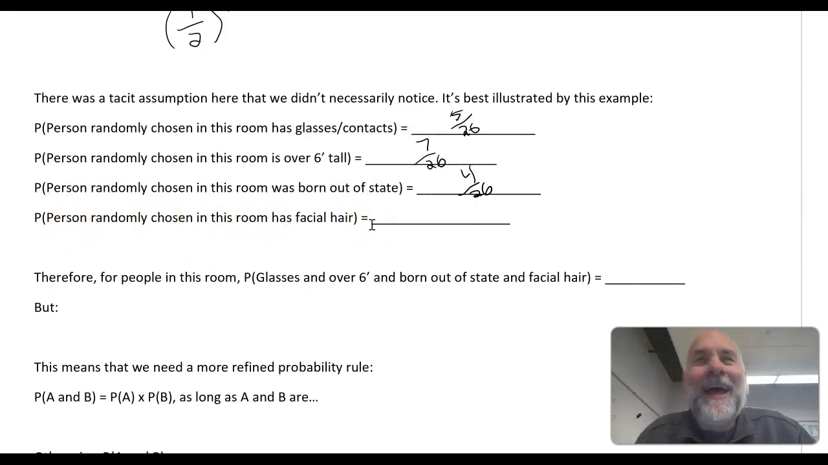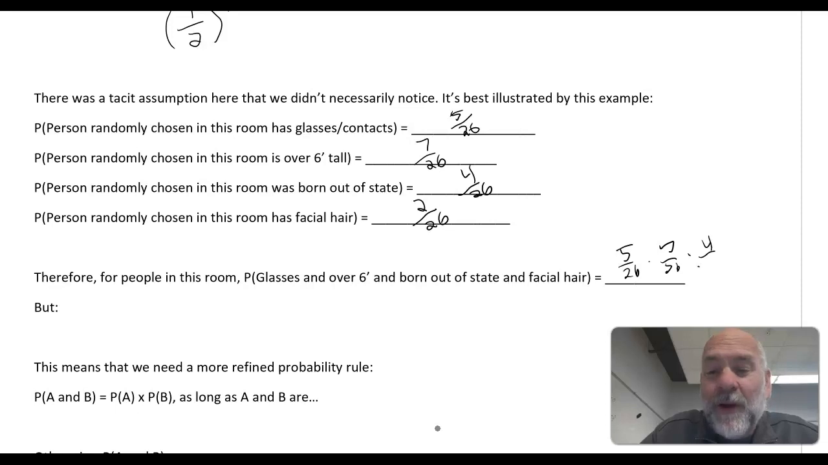Now I'm trying to imagine the class and saying, okay, does anyone have a beard or a mustache in class? Not really sure. That's kind of tricky. I'm going to give room for one. I apologize if I'm forgetting an obvious person who's got a beard out to here. So 2 out of 26. And so if I try to use the multiplication rule and said, what's the probability of picking a person in the room who has glasses and is over 6 feet tall and born out of state and has facial hair, you'd think that it was 5 out of 26 times 7 out of 26 times 4 out of 26 times 2 out of 26.